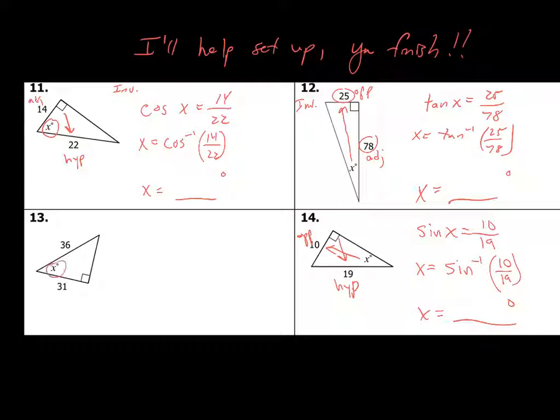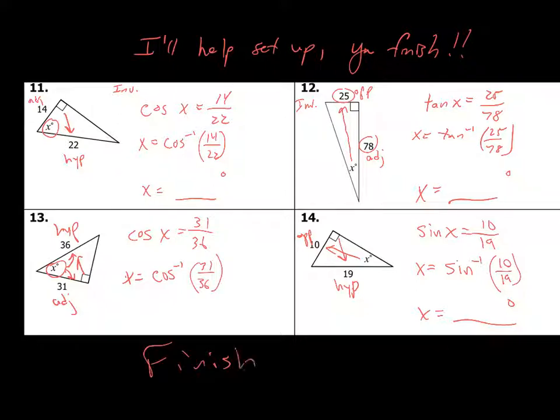And lastly, we have the hypotenuse and adjacent. Right, so this is my hypotenuse because it's opposite the right angle. My adjacent side here sounds like cosine of x is equal to the adjacent side over the hypotenuse, which is 31 over 36. So if that's the case, x is going to be equal to the inverse cosine of 31 over 36. And now you need to finish 11 through 14. All right, they're not done. So you finish those up.